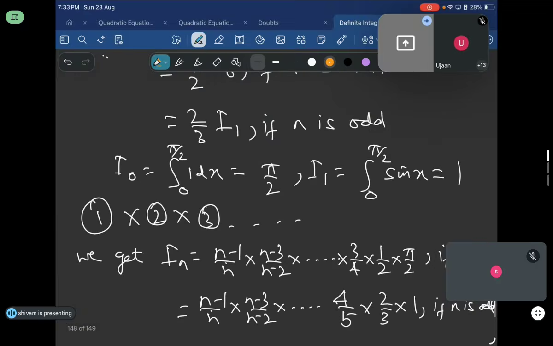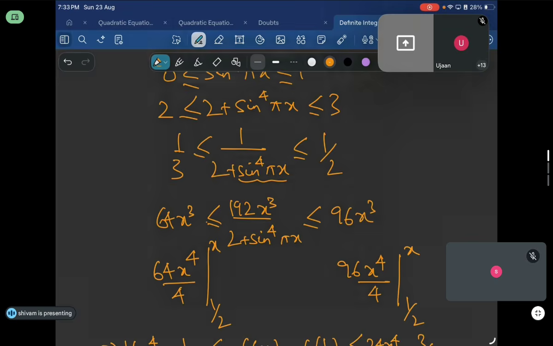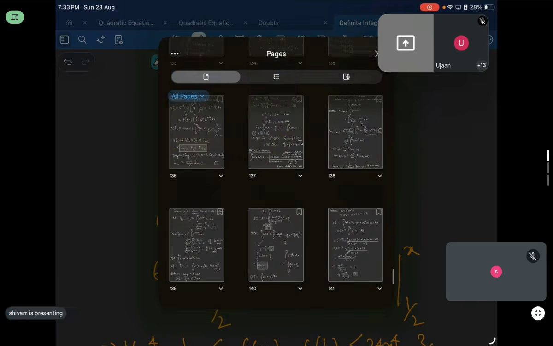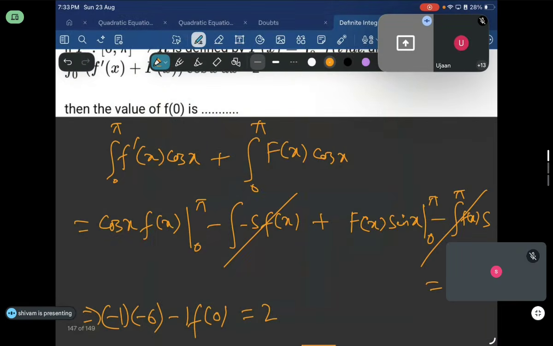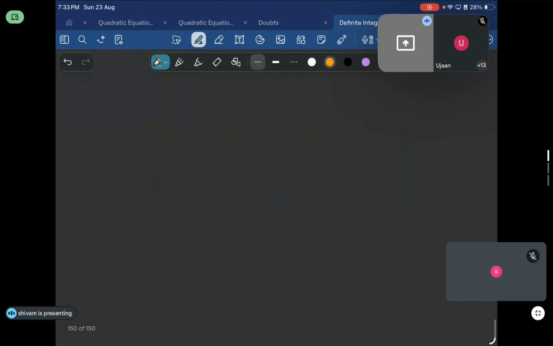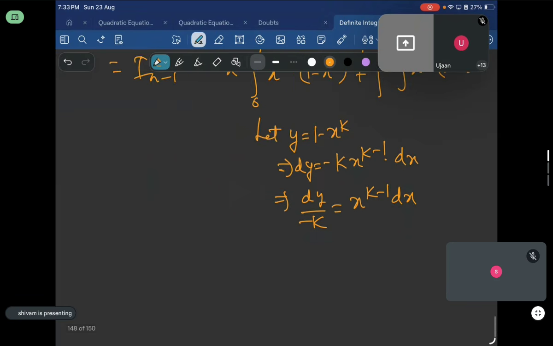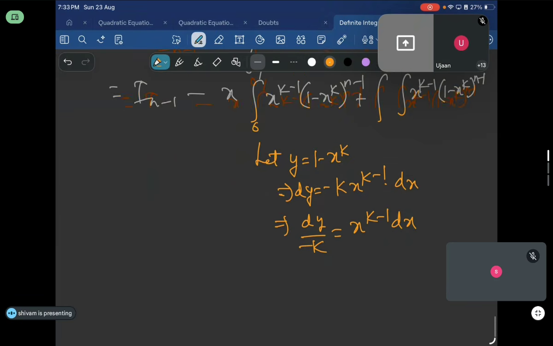Let us see what we are getting finally. At that time it was not clicking. I was thinking of substitution only, but I didn't break. That was the key step, that you have to break x into x power k minus 1. Okay, so let us substitute.